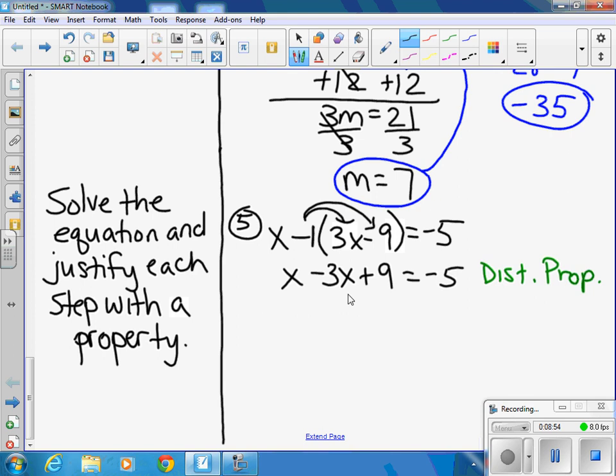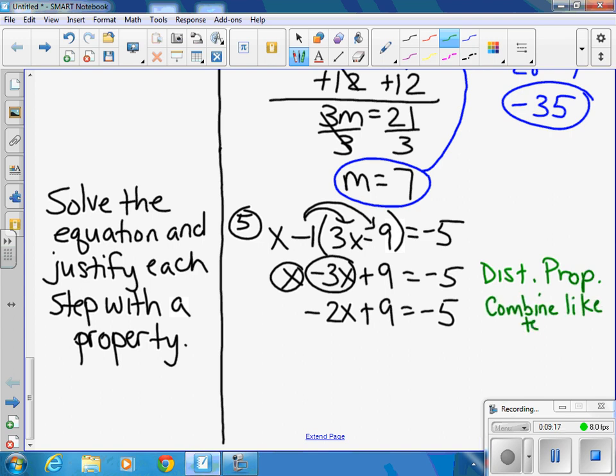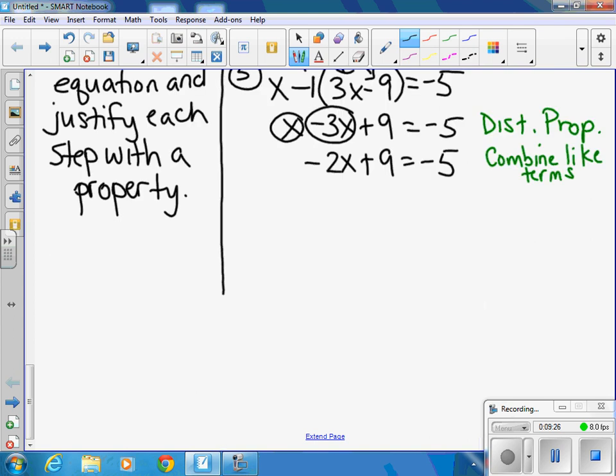Okay, the next step that we have is going to be to combine like terms. So x minus 3x, or 1 minus 3, is going to give us -2x plus 9 equals -5. And anytime that you want to combine like terms, then the justification for that off to the side is combine like terms. There's no property name for that. So combining or simplifying is pretty much what we say for that one. Then the next step you have, you're at a two-step equation, so we're going to use some other properties to help us get to our answer.